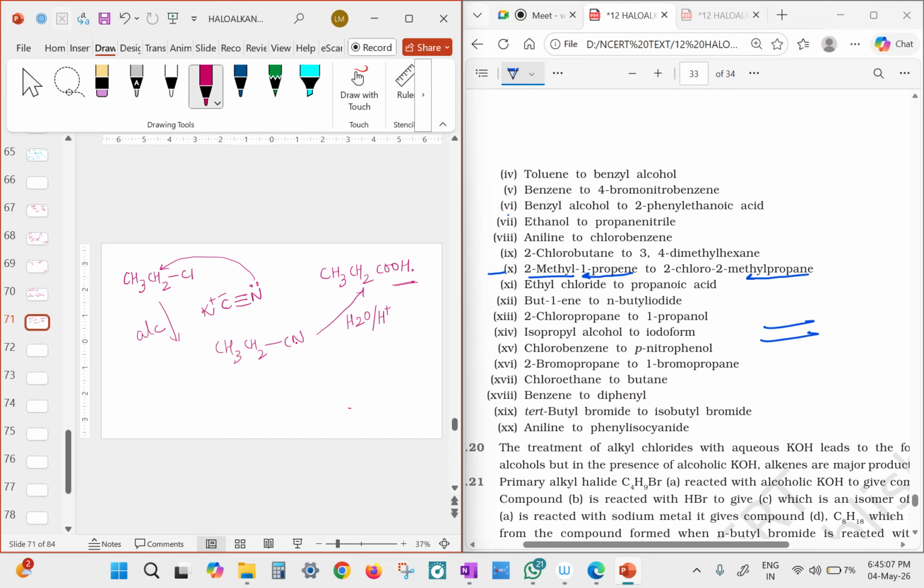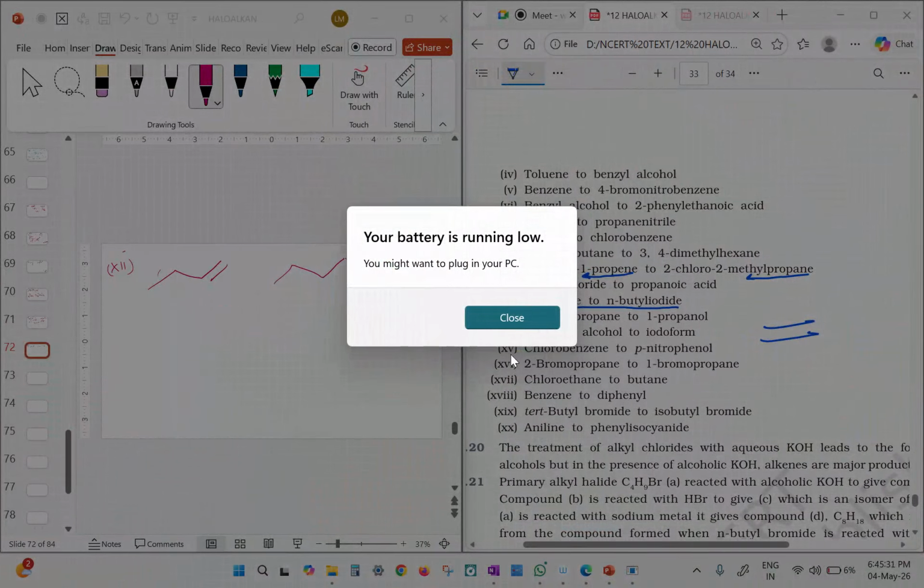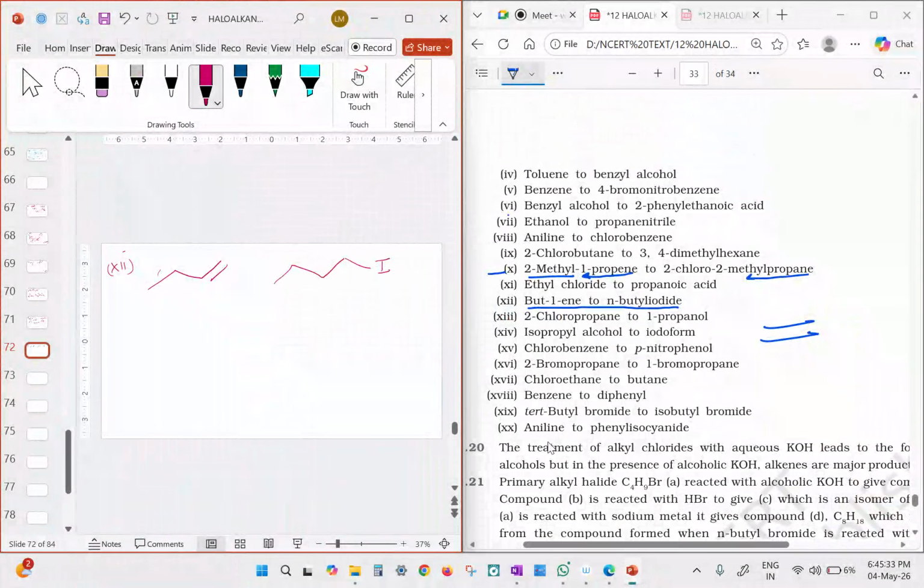Okay. This was question number 11. Okay. Question number 12. But-1-ene to n-butyl iodide. What do you have to do? Is it Markovnikov or anti-Markovnikov? There seems to be some addition. The double bond is no longer there. So there seems to be addition.